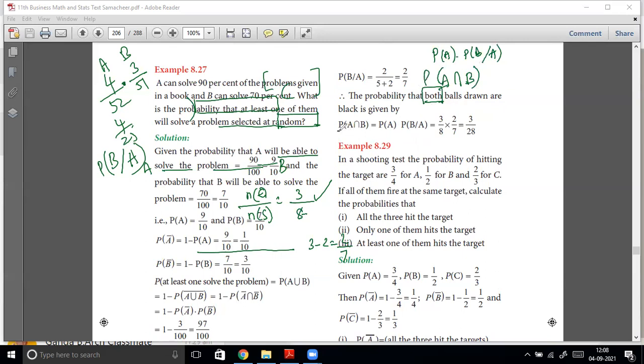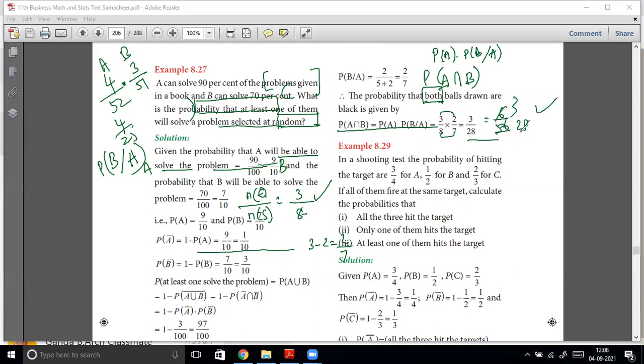So straightforward, you can apply the formula. P of A intersection B is equal to P of A into P of B given A. So 3 by 8 into 2 by 7, 6 by 56. 6 by 56 divided by 2, 3 by 28. That's all. You got the answer.